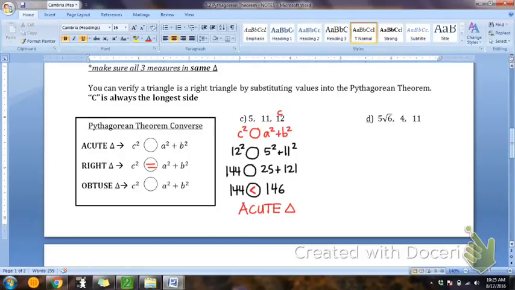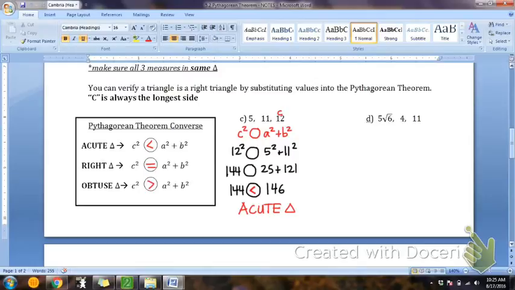And so over here in our box, we're going to put less than sign for the acute. So if you get c squared to be less than a squared plus b squared, then it's an acute triangle. So then what do you think obtuse is? Greater than. Good. So if you get your c squared to be greater than a squared plus b squared, it's an obtuse triangle.